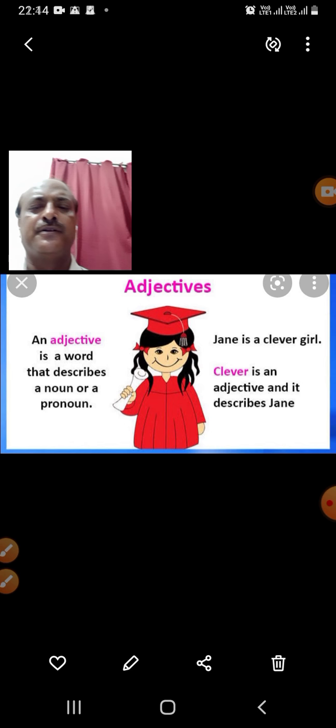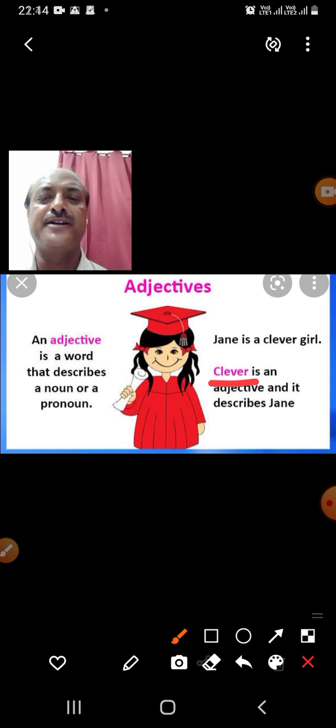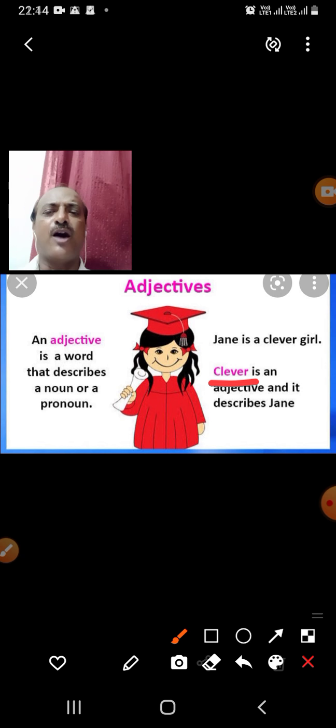For example, Jane is a clever girl. So, clever is an adjective and it describes the noun Jane. Words like clever, smart, intelligent, beautiful, ugly, these are all adjectives that describe a noun or a pronoun.